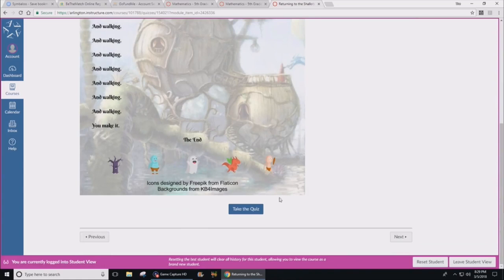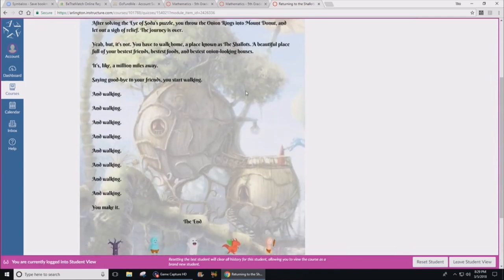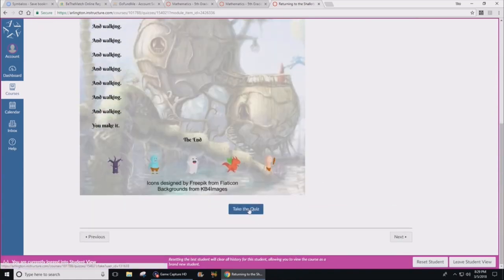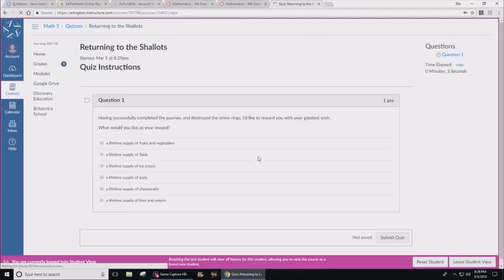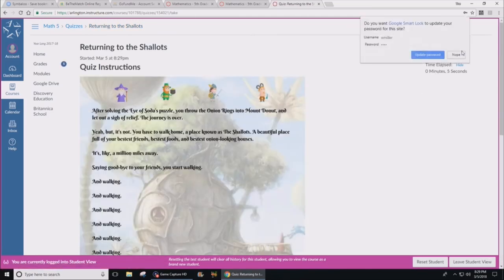Okay, and I think we're near the end. There we go. So they're on their way to the end. Let's see what happens. 2973. One more.